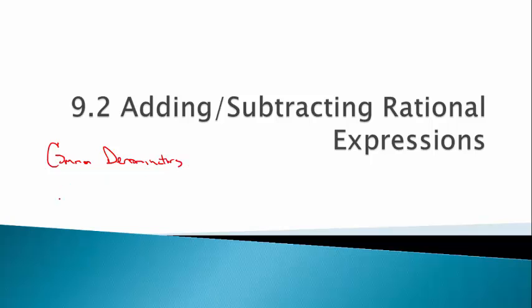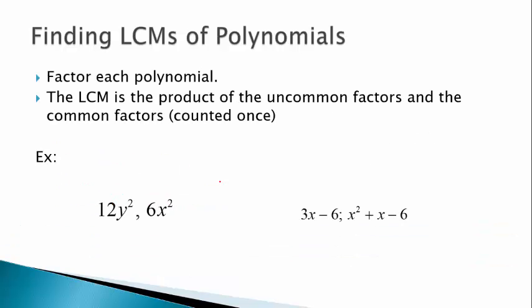Okay, and when that happens, all you're going to do is add or subtract your numerators. So let's talk a little bit about how we're going to do that. First, let's talk about how we can find these common denominators, or as you know from grade school, an LCM, which stands for the lowest common multiple.